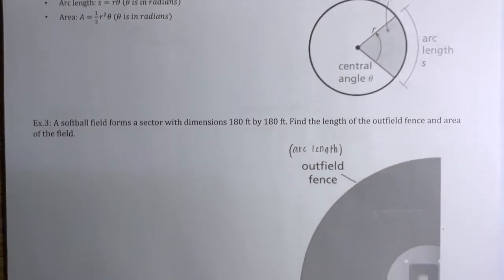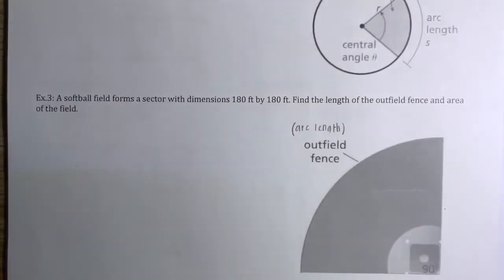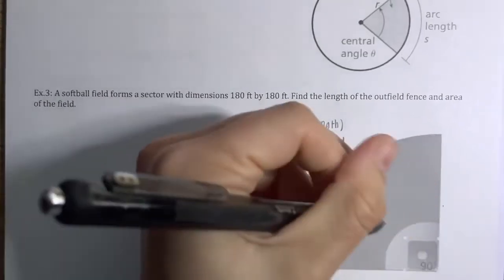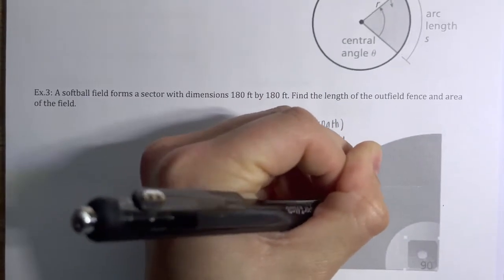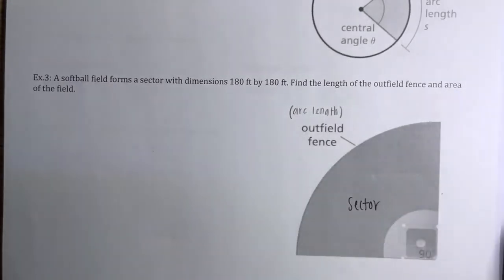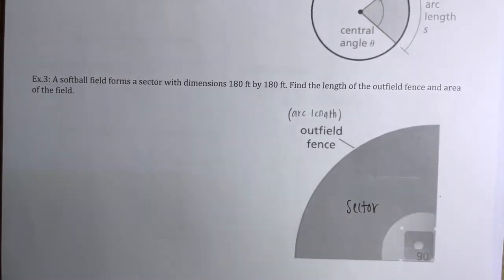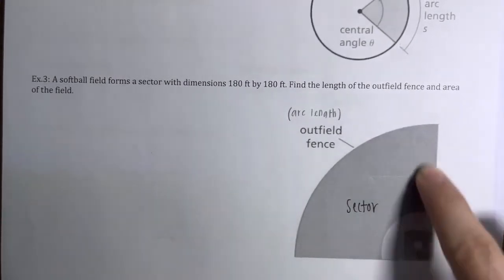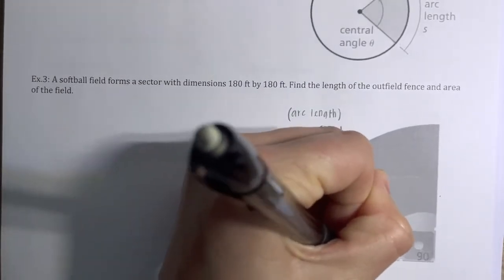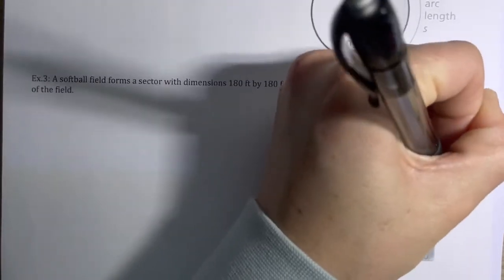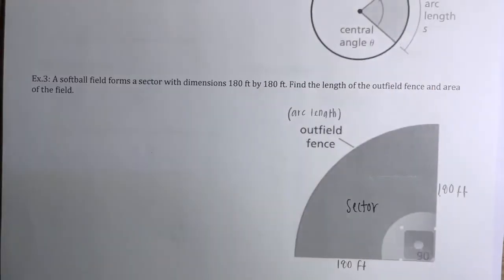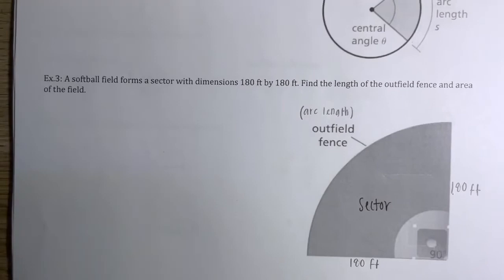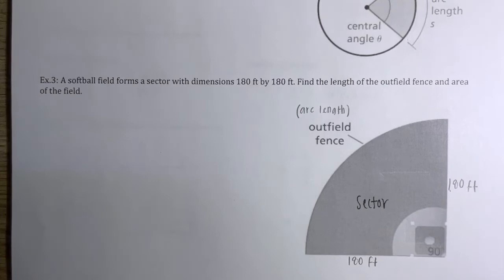And then if we want to find the area of the field, that's the sector. And I know you can't see the whole circle, but we could extend this and create a whole circle with a radius of 180 feet, since it's 180 by 180. Okay, so the first thing that we have to do, because the arc length and the area formulas are given in radians, or you have to plug radians in, is we've got to convert this.